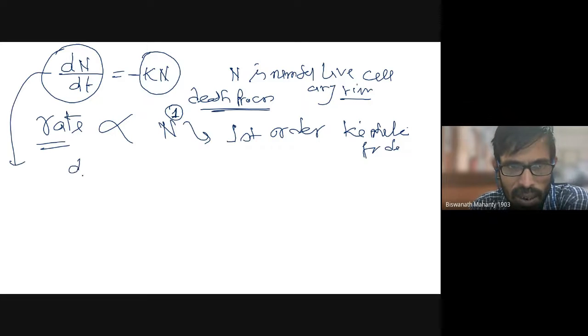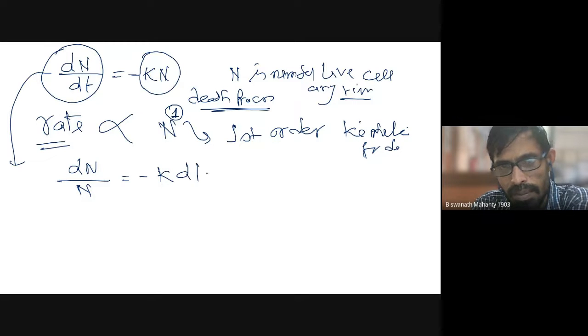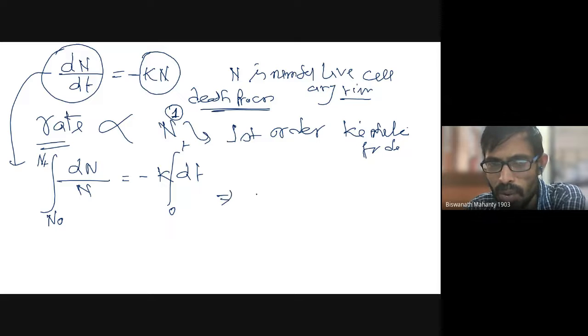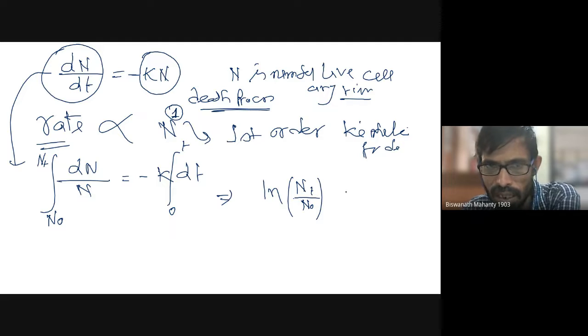Yes, I can reorganize it. dn by n equals minus k dt. If I do an integration, for example, I'm starting with n0, this many biomass, and I'm looking for some number n, and time is 0 to time t. So it will be simplified. You can do ln nt minus ln n0, that is, simply ln of nt by n0, equal to minus k into t.